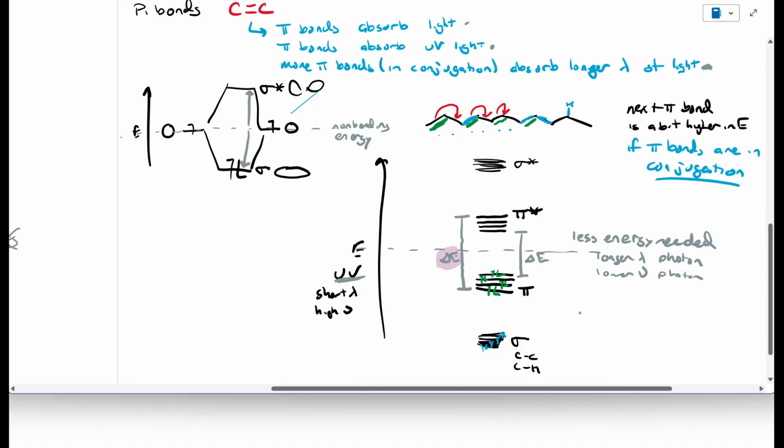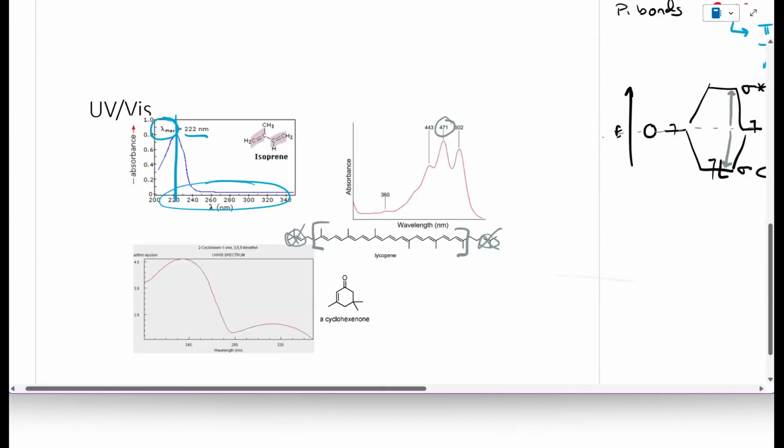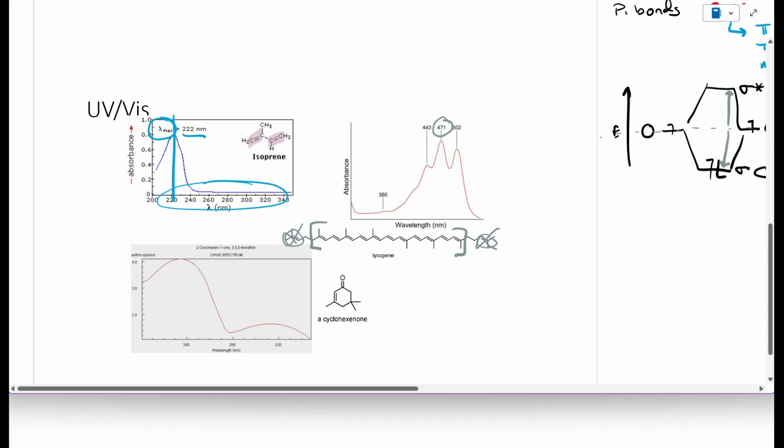Roughly speaking, again, this is very rough, but about 7 carbon-carbon pi bonds in conjugation is what you need to absorb visible light. That's not a hard and fast rule. There are exceptions all over the place, but roughly when you get to around 7 carbon-carbon pi bonds in conjugation, then you can assume pretty well that the molecule absorbs visible light. So when you look back over here at lycopene, it's got way more than 7 pi bonds in conjugation.